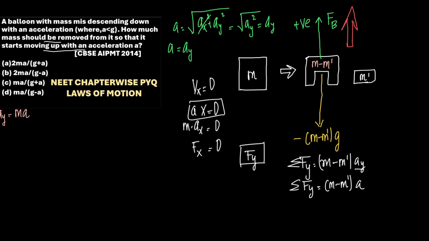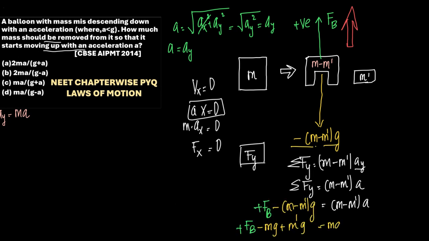We have one force Fb along the positive direction, right? So we can write that as positive Fb, and then we have minus this force over here, minus m dash into g, is equal to m minus m dash into a. So if we write this further, what we get is Fb minus mg plus m dash g is equal to ma minus m dash a.